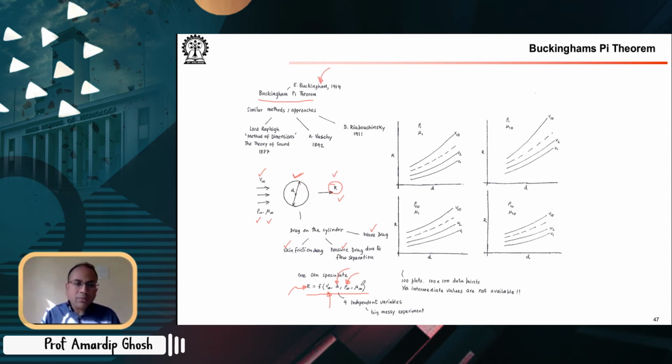Of course, if you want to model it in a more critical way, you might add more independent variables. For example, surface roughness can come into the problem. Temperature of the flow field can come into the problem. And when you have more and more parameters, you will get more and more pi groups potentially. Now here in this problem, we have 4 independent variables.